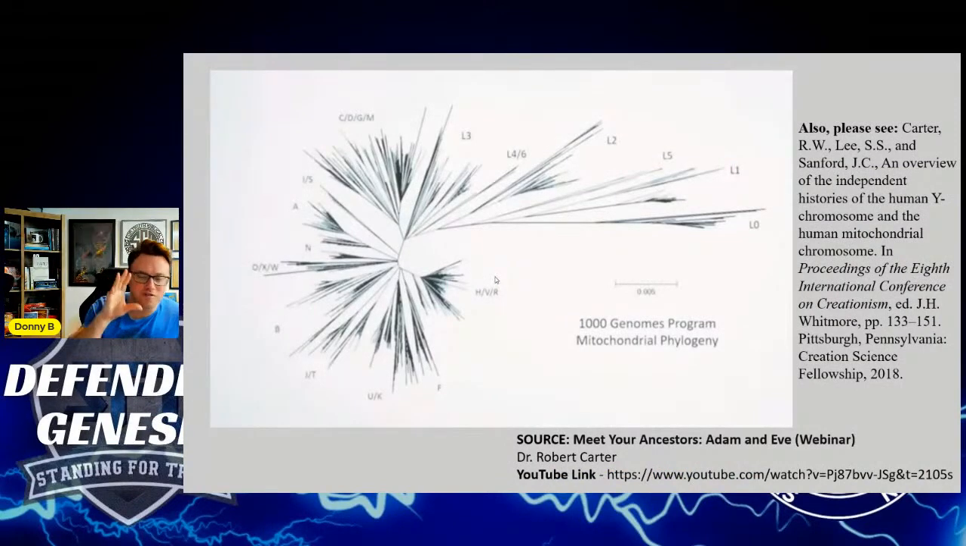The mutation rates are fast, a lot faster than the evolutionary community ever predicted, between 0.1 and 0.5 per generation for the mitochondrial DNA, between 1 and 3 for the Y chromosome. Way too fast to be explained by the evolutionary time scale. There should be way more differences.